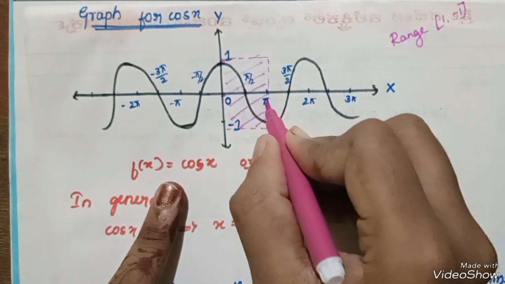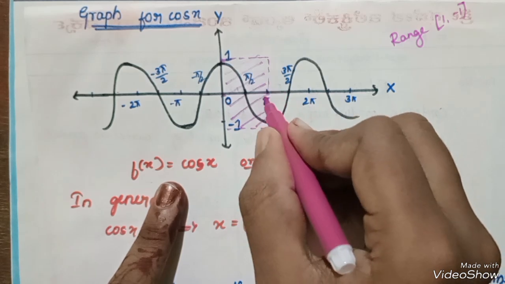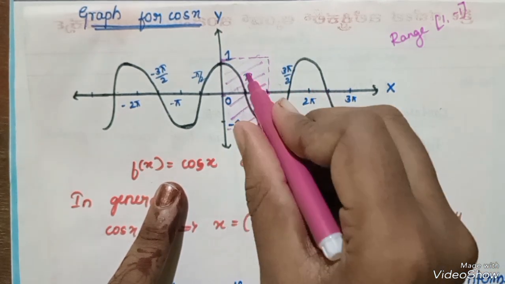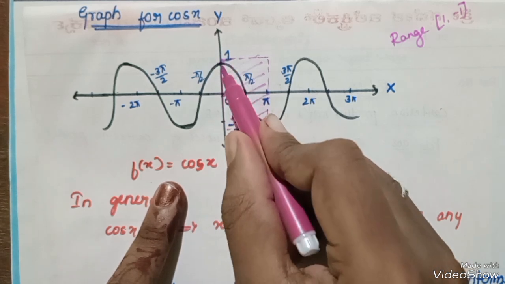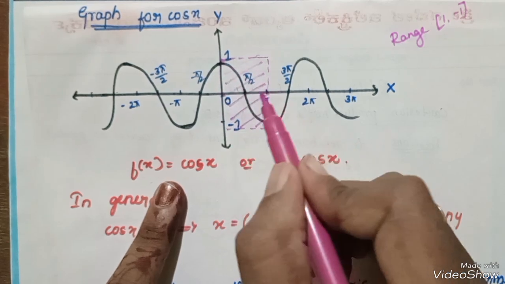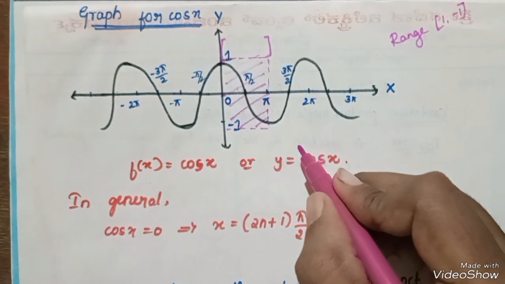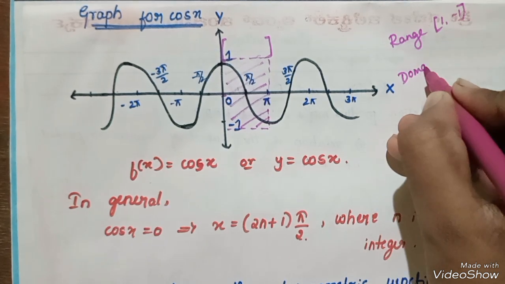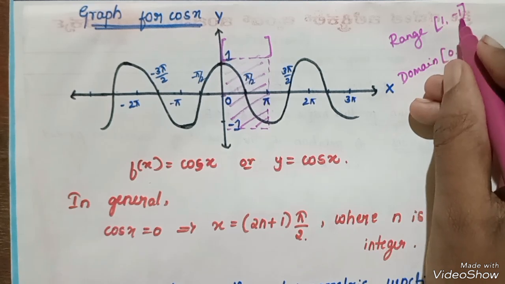Here at pi by 2 the value becomes 0, at 0 the value becomes 1, and at pi the value becomes -1. Again, the values vary from 1 to -1. For cos from 0 to pi, whatever values we take, all values are unique. In this interval we get different values. That's why for the cos function the domain should be 0 to pi, and the range must be 1 to -1.